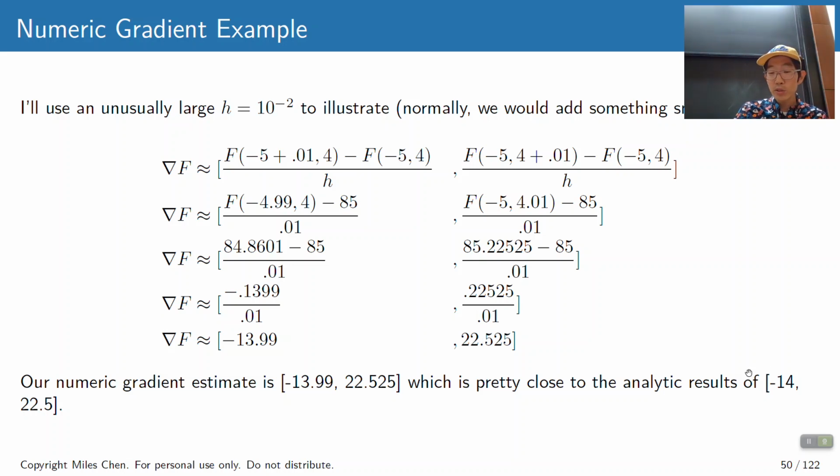The analytic results, when we did it back on slide 10, were -14 and 22.5. My numeric estimate, which I get just by adding 0.01 to these things, is -13.99 and 22.525, which I would say is pretty close to the analytic answers of -14 and 22.5. So this bolsters my confidence that my analytic results for calculating the gradient are correct. And that's how we would estimate the gradient numerically.